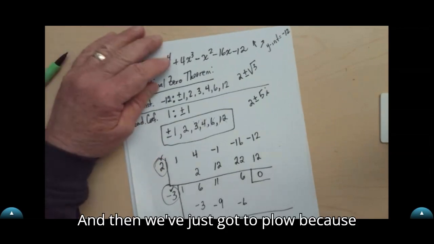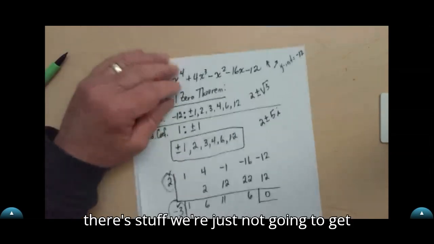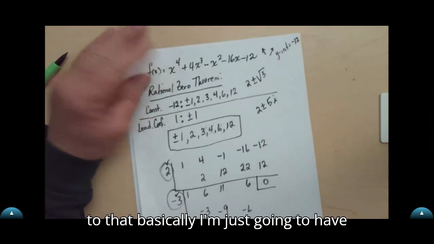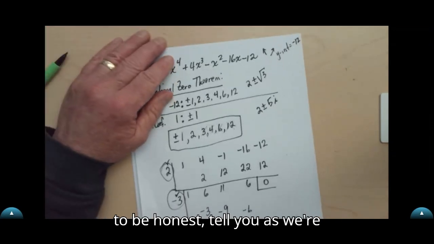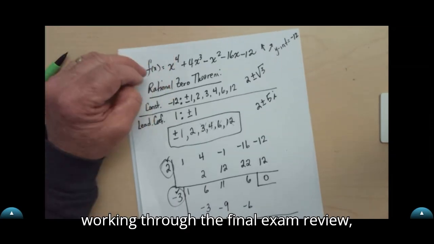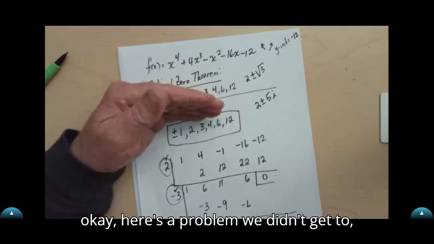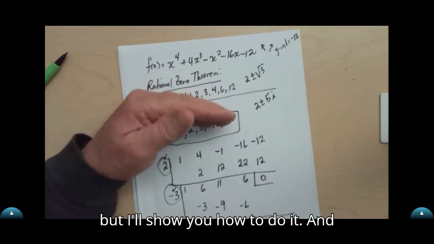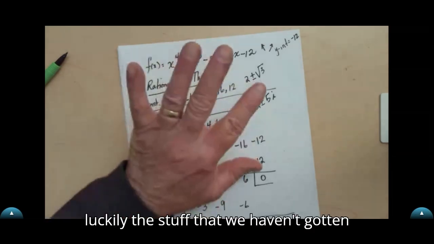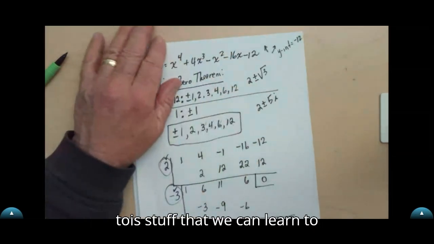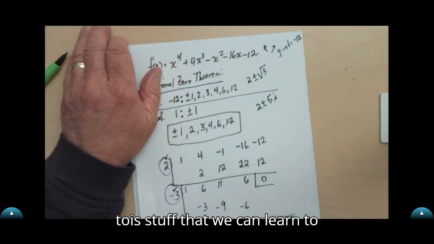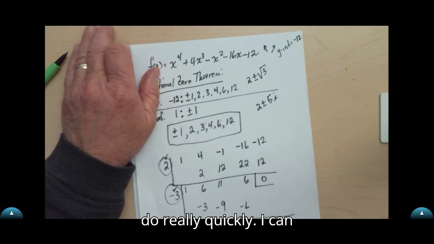And then we've just got to plow, because there's stuff we're just not going to get to. I'll be honest, I'm just going to tell you as we're working through the final exam review, okay, here's a problem we didn't get to, but I'll show you how to do it. And luckily, the stuff that we haven't gotten to is stuff that we can learn to do really quickly.